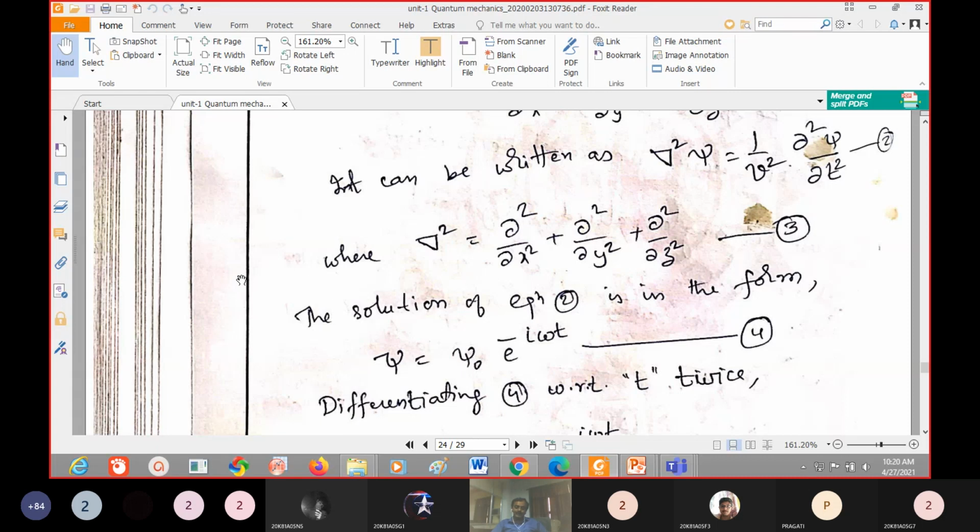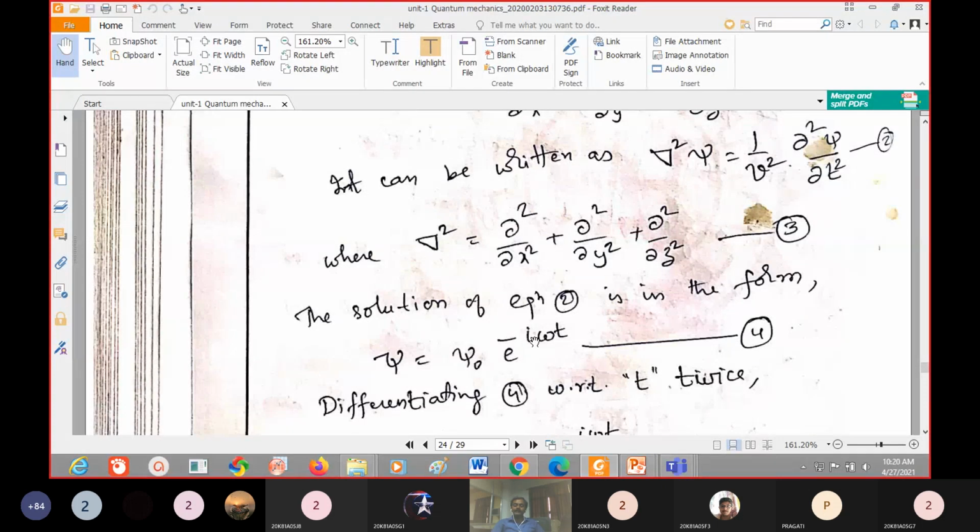So the wave will go up and down. What is the maximum intensity? That is the amplitude here. So psi is equal to psi naught into e power i omega t. Here i is the imaginary value, so i square is equal to -1.